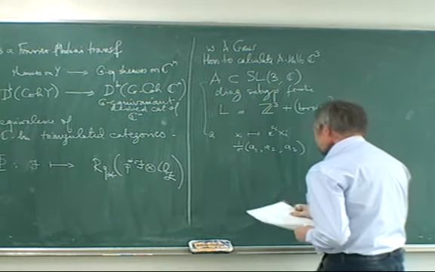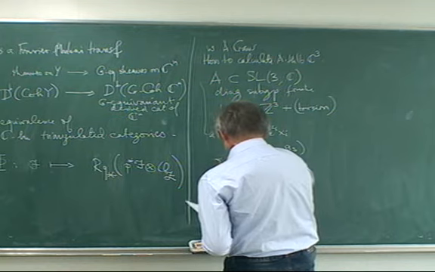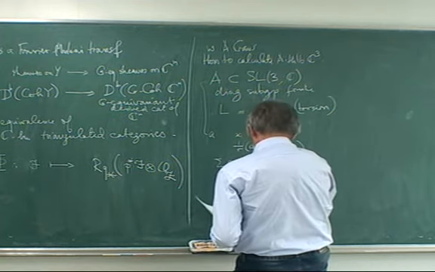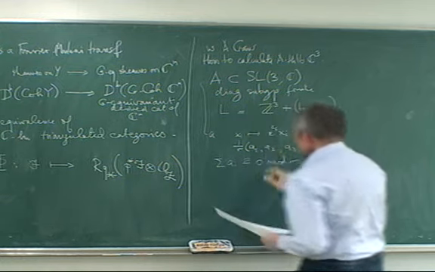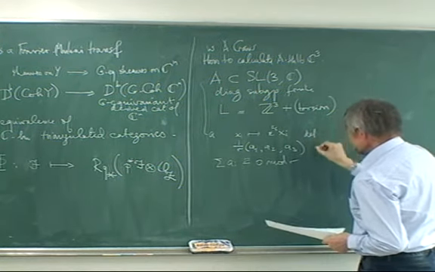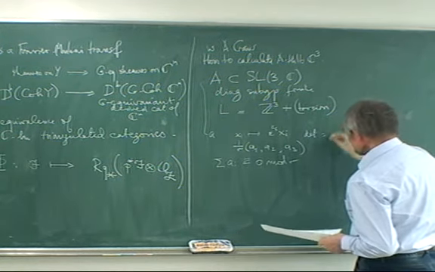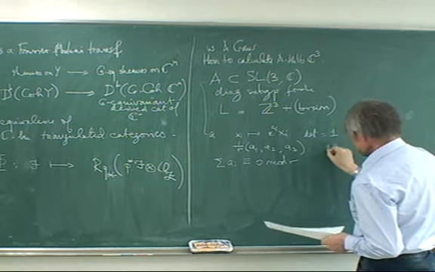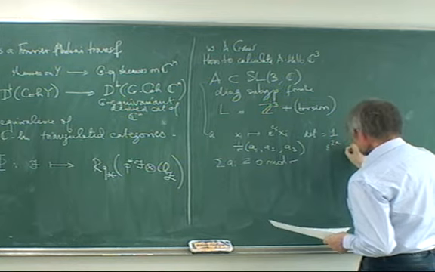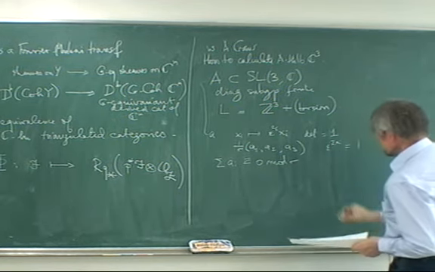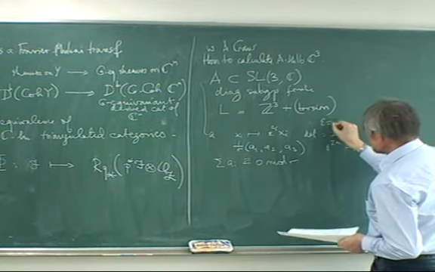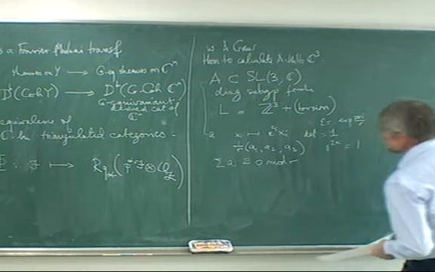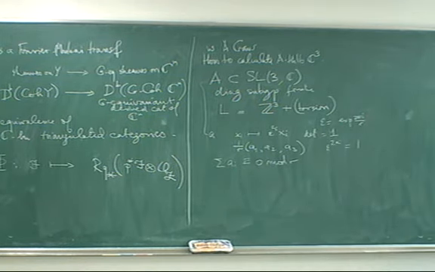Right? And here I'm assuming also that the sum of the ai is congruent to 0 mod r. That's the determinant is 1. The condition is that epsilon to the power of the sum of the ai is 1. Epsilon is exp of 2 pi i over r. Yes?